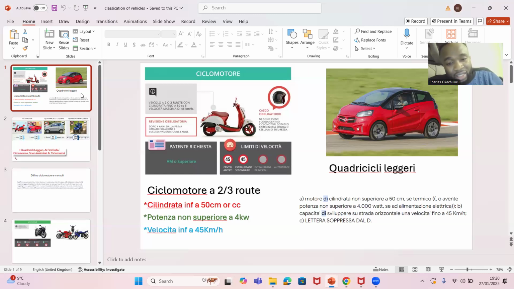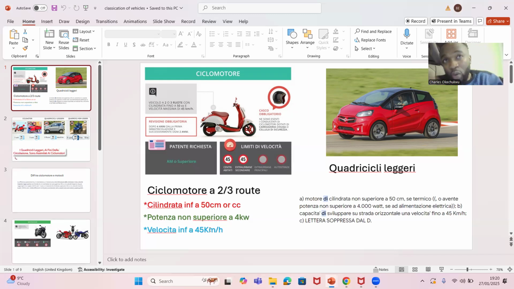Write them down. Characteristics. Ciclomotore a 2 o 3 ruote: their cylinder è inferiore a 50 cm3 or 50 cc. Their potenza è inferiore, up to, not superior to, all of them mean the same thing, 4 kW. Their velocità è inferiore a 45 km/h. Their speed can never exceed this particular value.